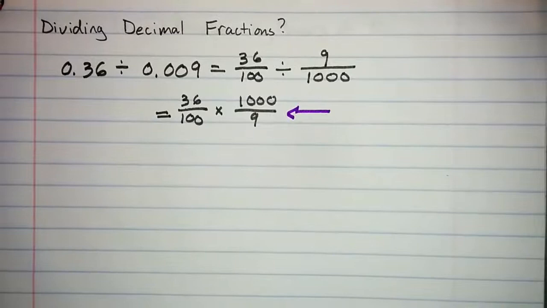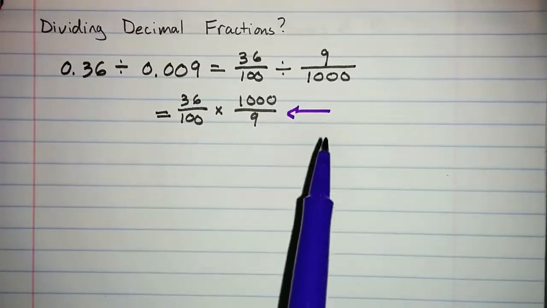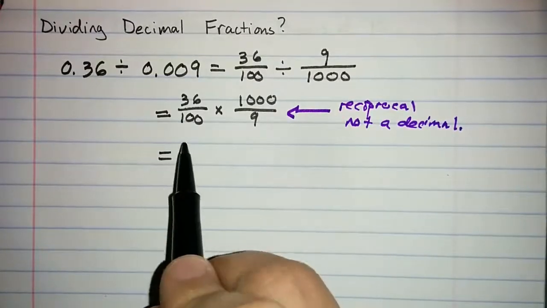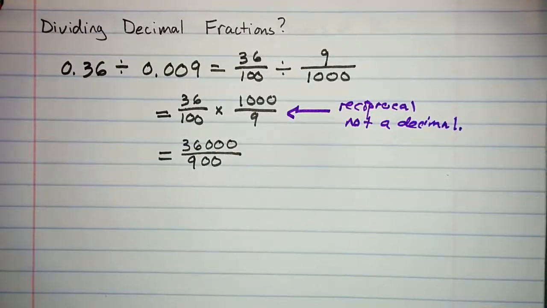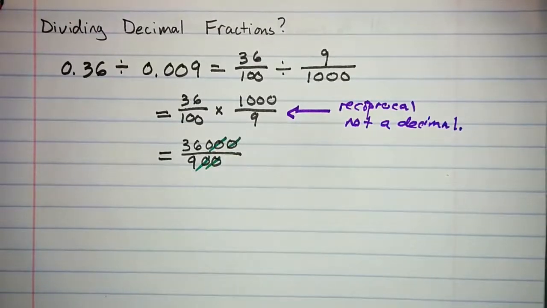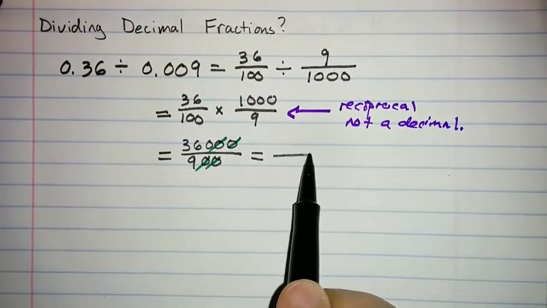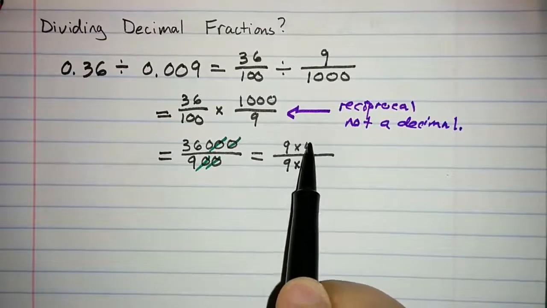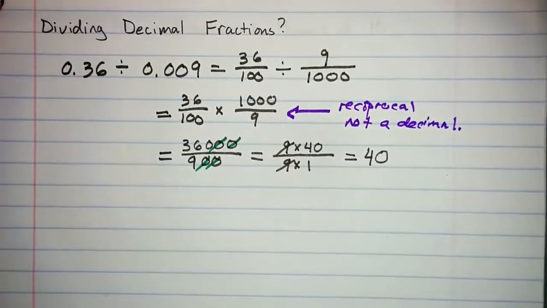The reciprocal of this decimal fraction was not a decimal fraction. Well, let's see what happens in this case. In this case, we had 36,000 over 900, of course. We can cancel 2 common factors of 10. And then I think 360 is 9 times 40. So in this case, our answer is just fine. It's the whole number 40.